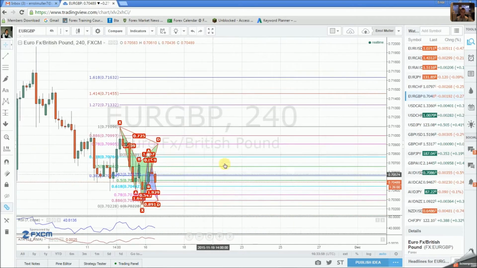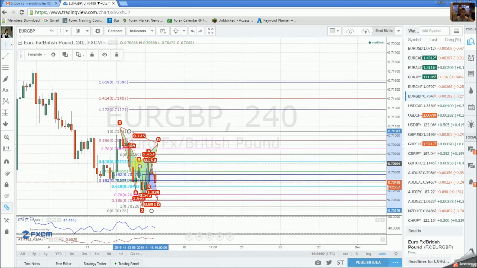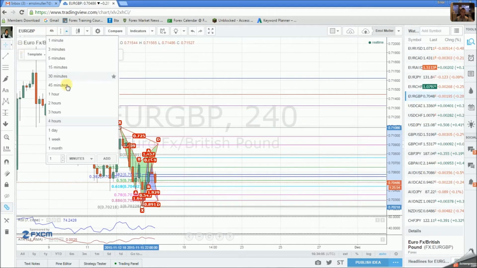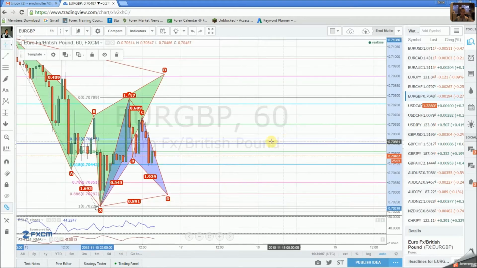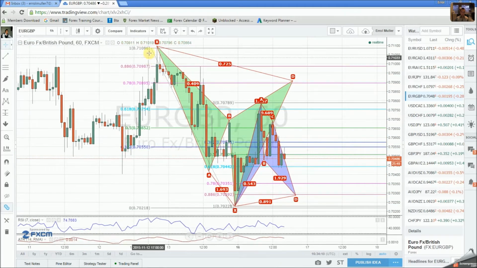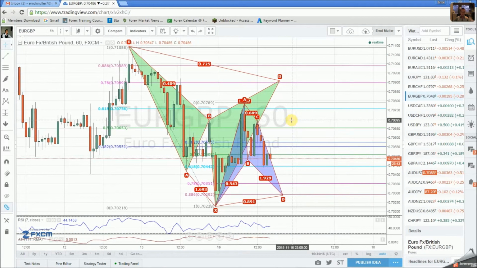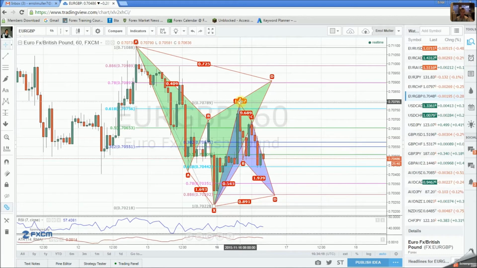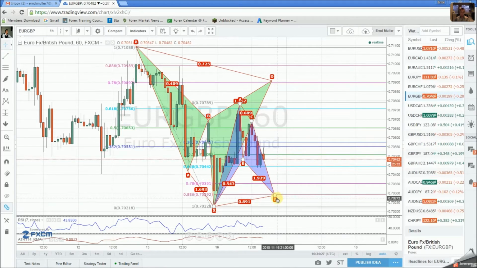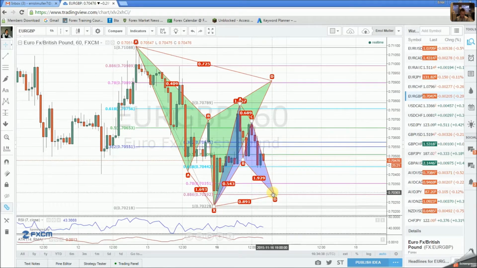Euro GBP, and on Euro GBP I want to jump down to the 1 hour time frame. On the 1 hour, you guys will see that we might have two possible advanced patterns setting up here. The first one, in the light green here, will be another bearish Cypher pattern, and just below this we'll have a smaller Bat pattern set up. In the light blue, we need to see a delay completion of 886, and that will give us a nice bullish Bat pattern setup.